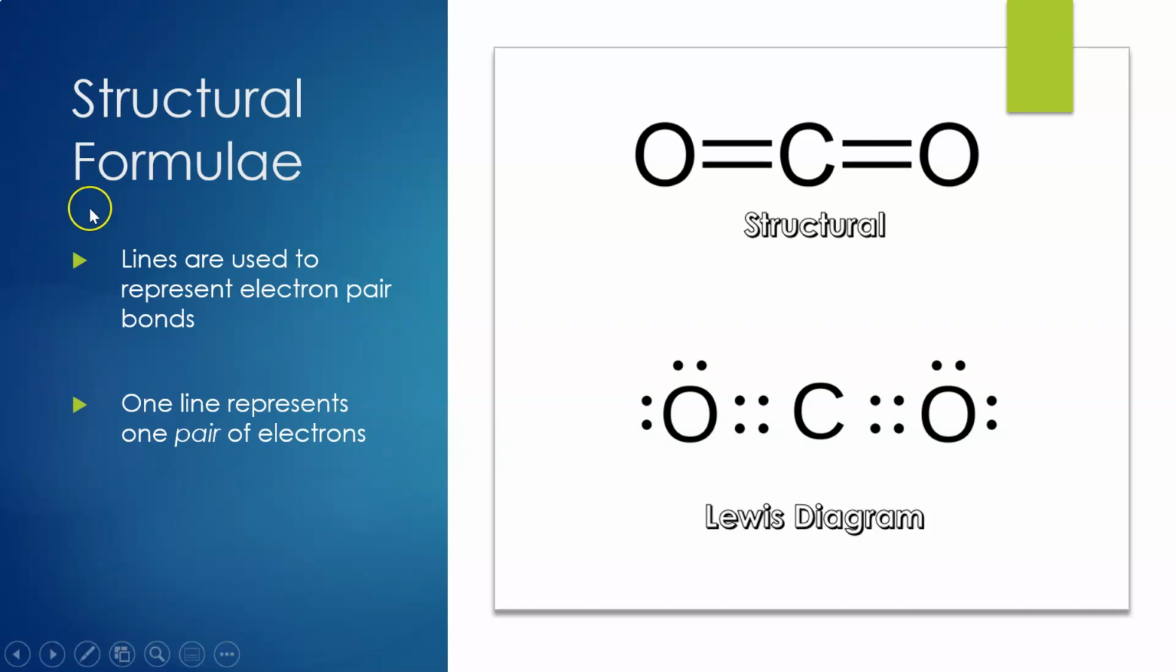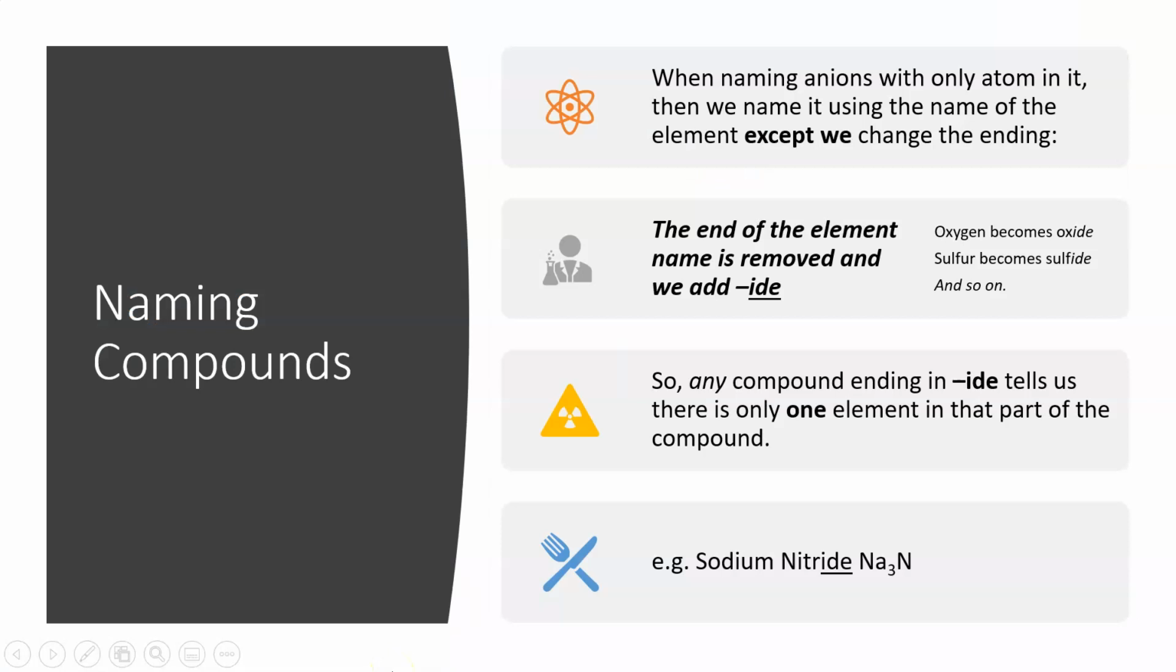Okay, now structures. You can draw these structural diagrams, so they have the lines. Remember that behind that is the fact that there are some 3D structures, which we're not going into in this video. One line represents one pair of electrons. So that's a pair of electrons represented with one line.